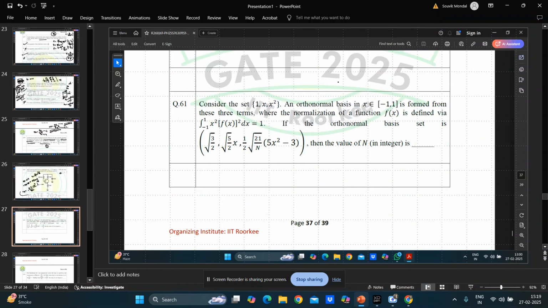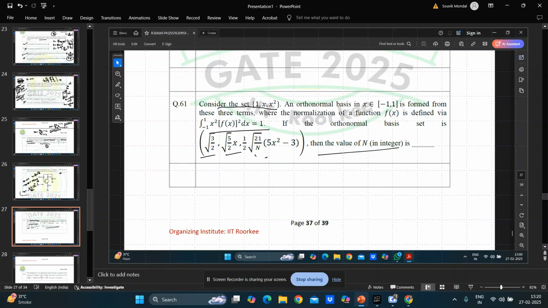For the next problem, you have these three functions, 1, x, x squared, and you have to get an orthonormal basis from these, and the normalization condition is given like this. So you have to calculate the value of a. Firstly you may think that you have to do the Gram-Schmidt orthonormalization process and all that, but that is not true, because they already give the form.